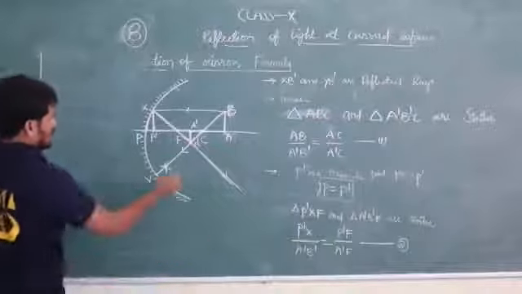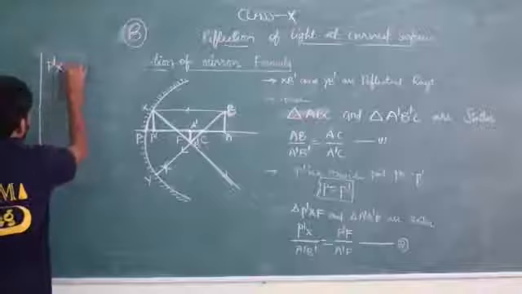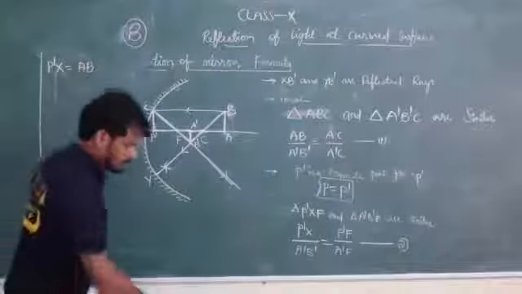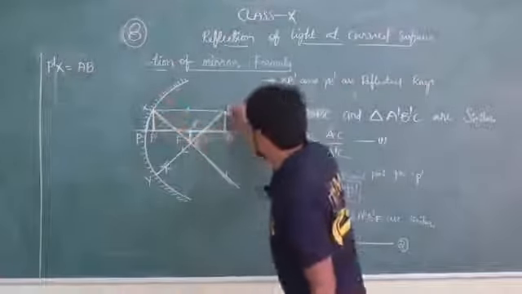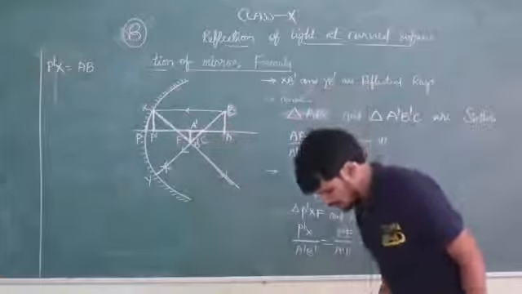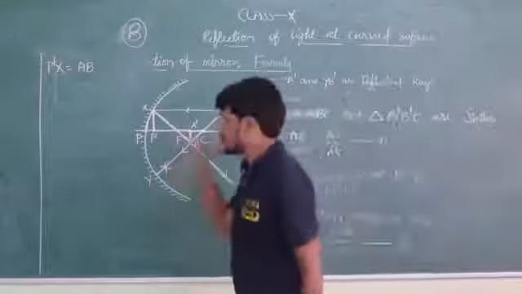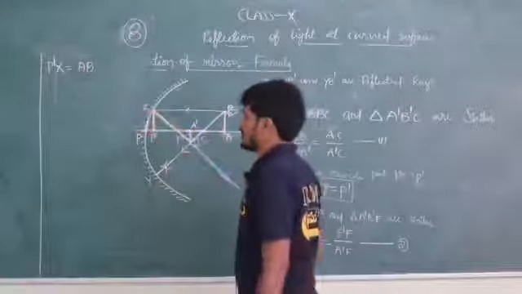So from the given figure, P dash x equals AB. Do you agree with that? P dash x equals AB. See here, P dash x and AB are both opposite sides. Is it? Both are opposite sides. That's why P dash x equals AB.